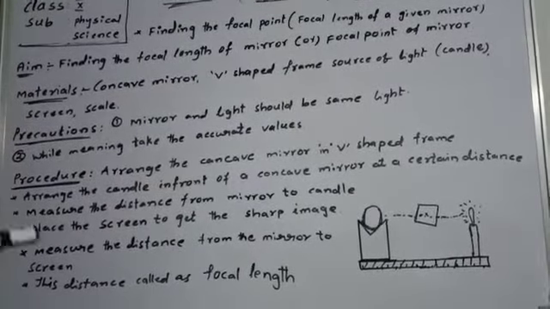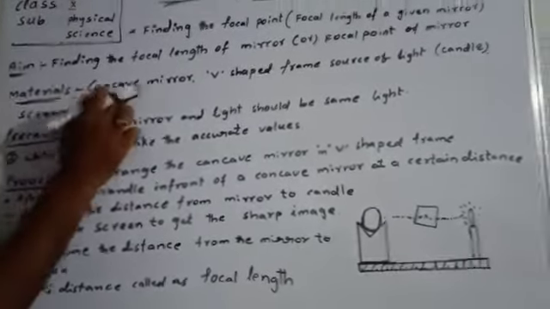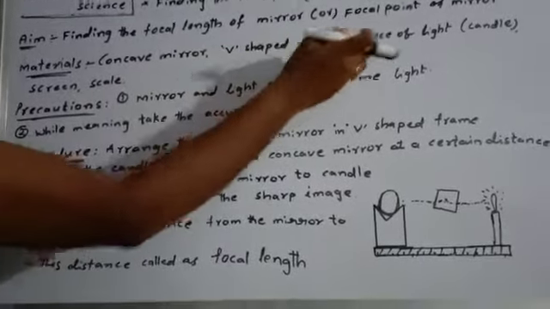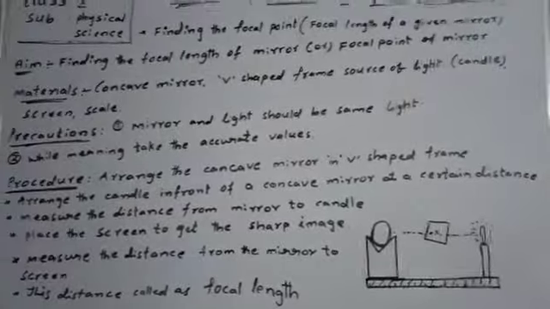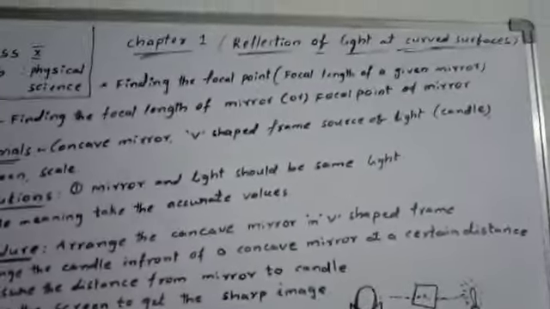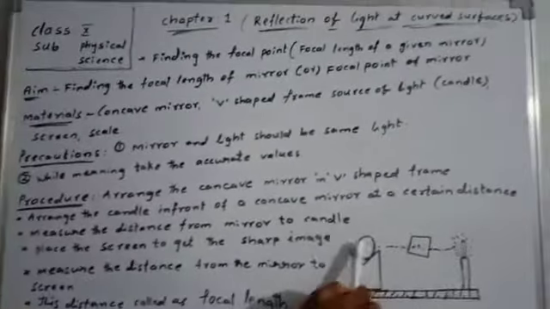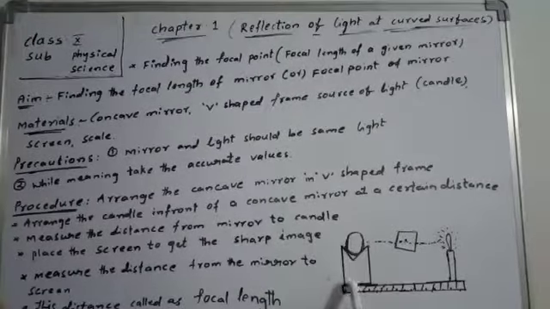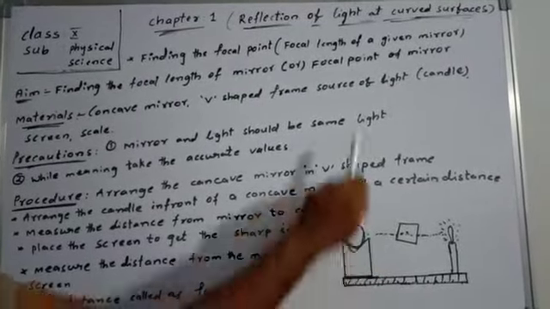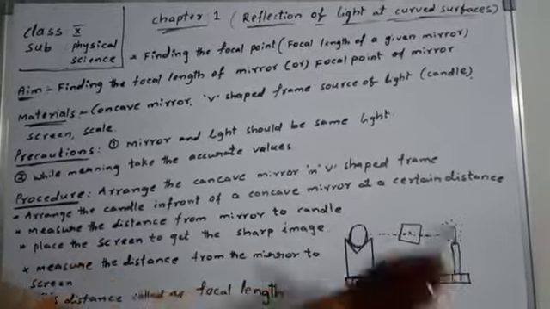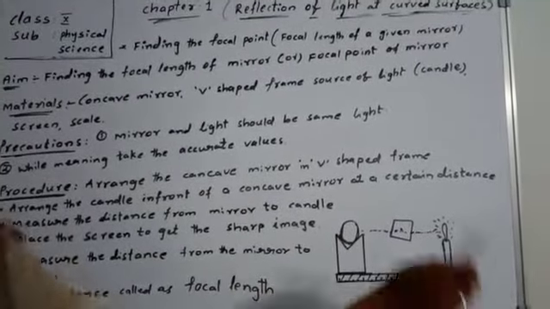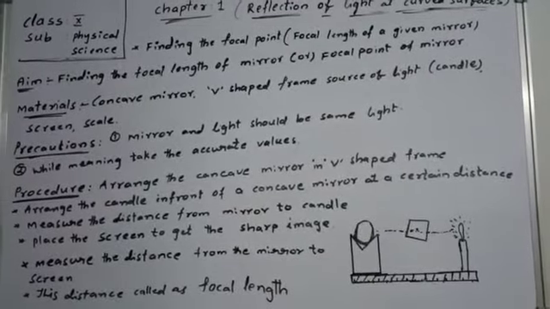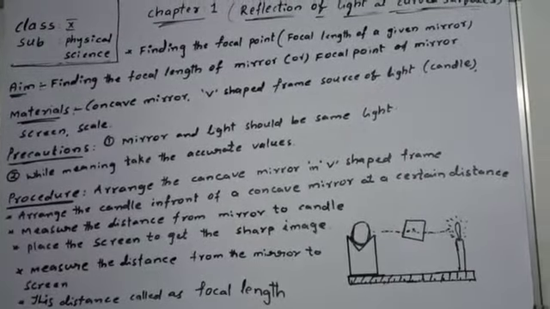Coming to materials, what are the required materials? Concave mirror, V-shaped frame, source of light, that is a candle, and screen and scale. Observe your figure. This is a concave mirror and V-shaped frame, the source of light is a candle, and we require a screen and scale.